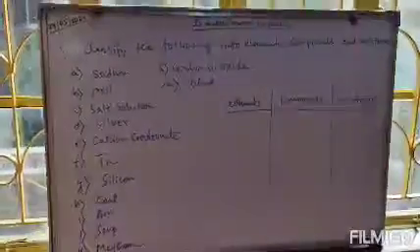Clear? What are compounds? When two or more elements combine together chemically in a fixed ratio, then they are known as compounds. And what are mixtures? Two or more compounds when mixed together, they are known as mixtures. Clear? So these are the bookish definitions. So we will now classify these into respective columns.